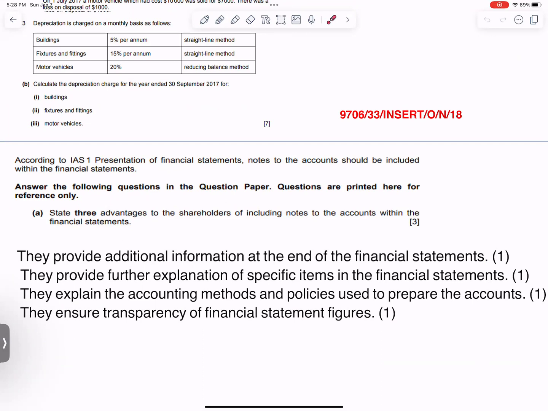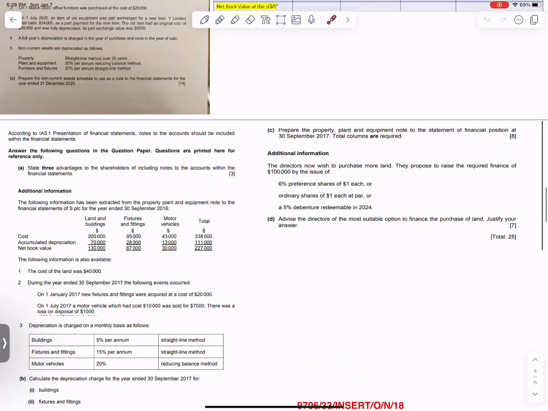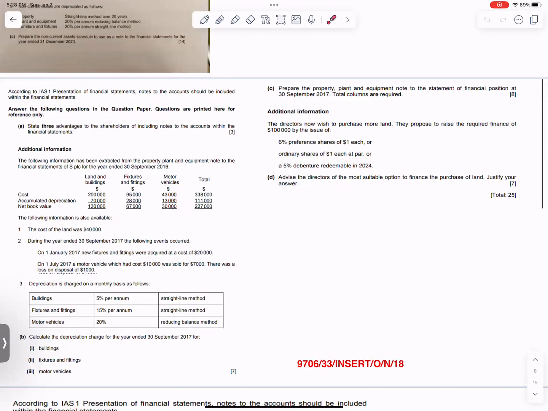They may also give you further explanation of some specific item which you cannot easily understand from the financial statements. And notes to accounts ensure that there is transparency of the financial statement figures. Correct? Yes. Okay. Now you have additional information.